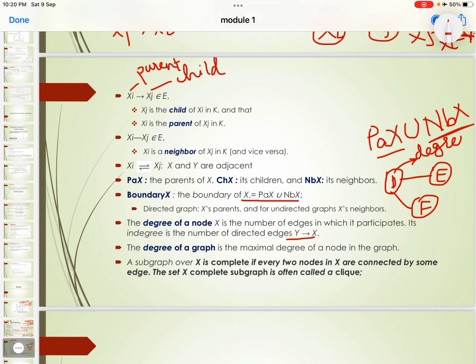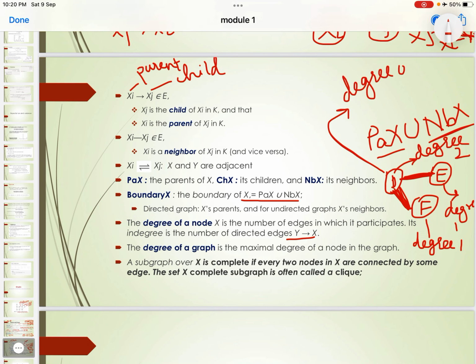So the degree of D will be 2. For E, the degree will be 1. For F also, the degree will be 1 because it is only participating with D. E is also only participating with D, but D is participating with both E and F, so its degree is 2. The degree of a graph is the maximal degree of a node in the graph. So if you consider DEF as the graph, then the degree of this graph will be 2. Why?